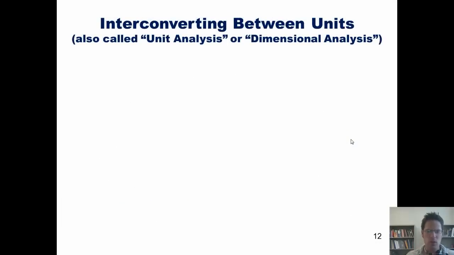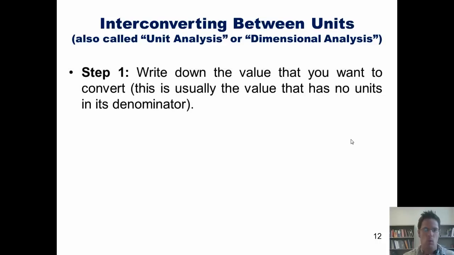We now change to a new and extremely important subject, interconverting between different units. This process is also called unit analysis or dimensional analysis. Basically, whenever we're given a value, such as the depth of the human colon, for example, in specific units like meters, and we're asked to convert it into different units like yards, we have to follow certain steps. Here are those steps. 1. Write down the value that you want to convert. This is usually the value that has no units in its denominator.